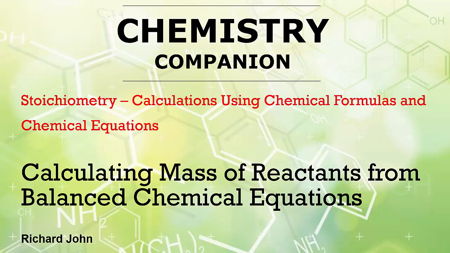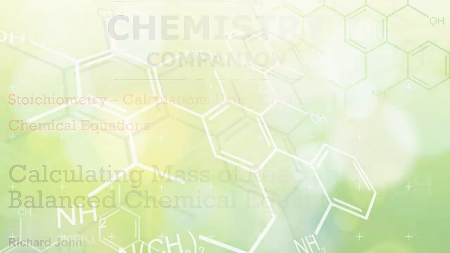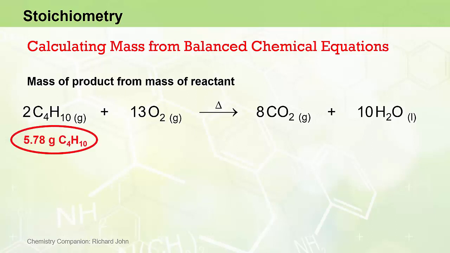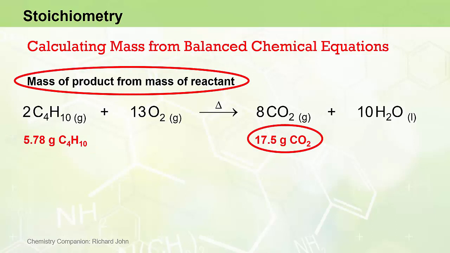Previously, we showed how to calculate the mass of products from a given mass of reactants. In this video, we show how to calculate the mass of reactant required to completely react with a given mass of another reactant. We have already been presented with this scenario where we have 5.78 grams of butane, C4H10, undergoing a combustion reaction in the presence of oxygen to produce carbon dioxide and water.